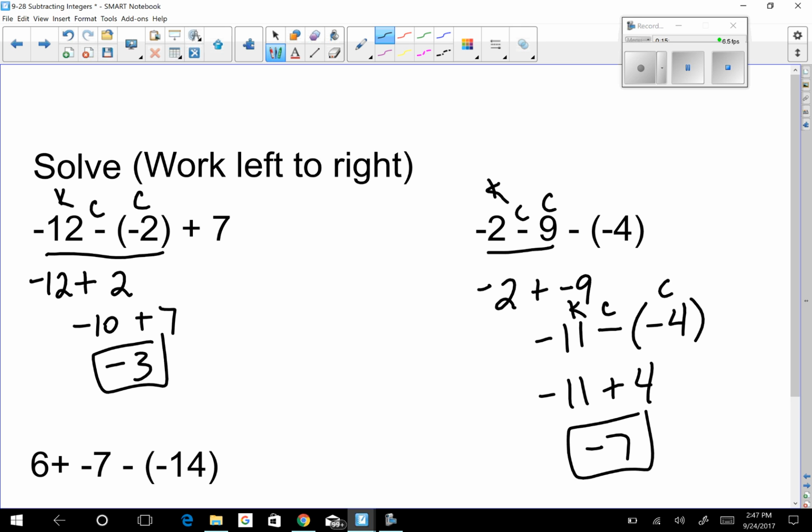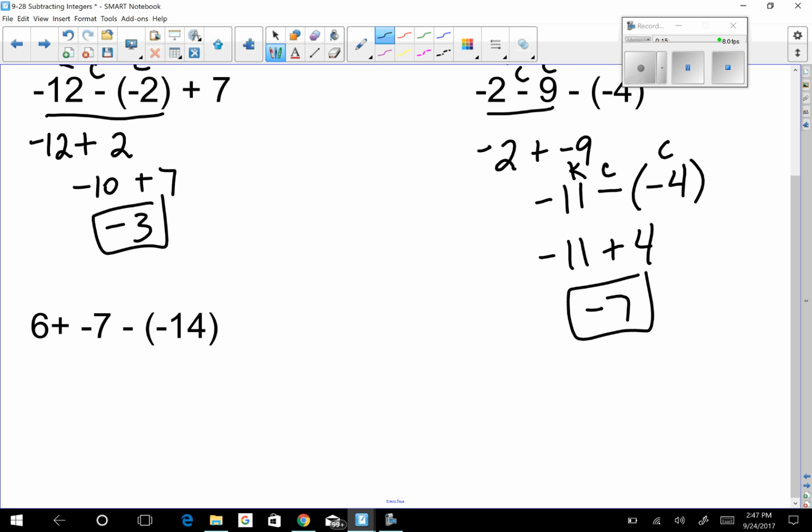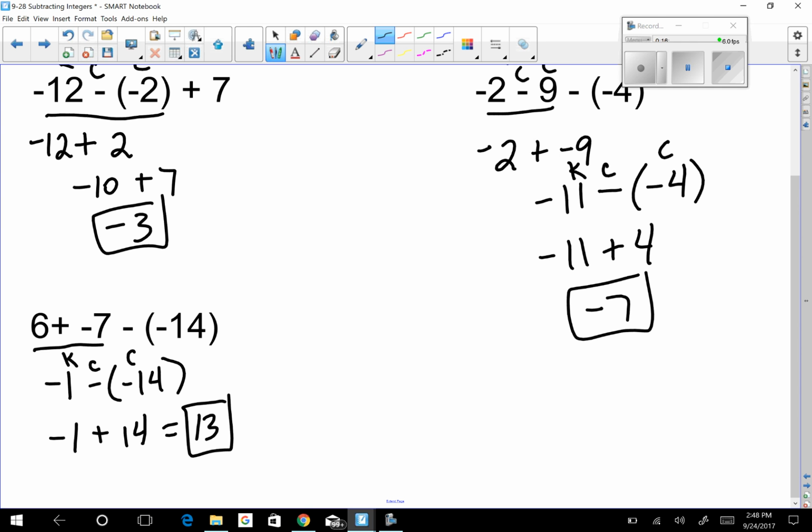So that's negative 7. And then our last example, 6 plus negative 7. We're going to take their difference because they have opposite signs. So this is going to be negative 1. Then you're taking away negative 14. This is a subtraction problem, so we have to do keep, change, change. So negative 1 plus positive 14. They have different signs, so you subtract. You keep the sign of the larger one. It's positive, so our final answer is positive 13.